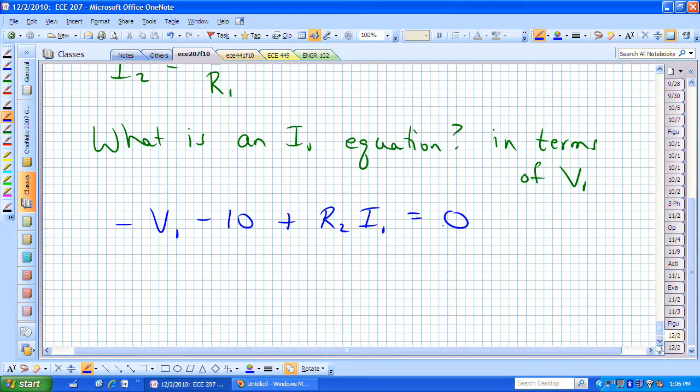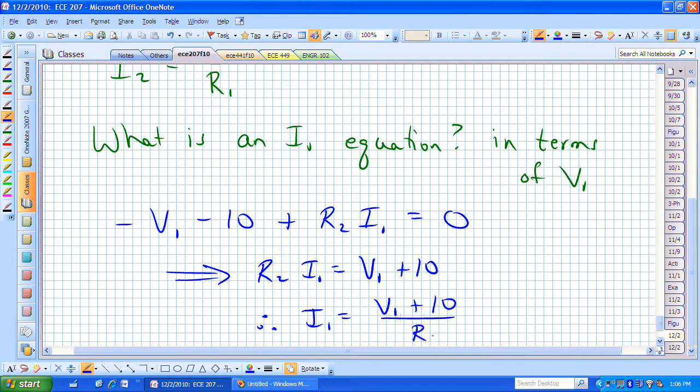That's brought me back to where I began, and so that's my KVL equation that I was after. And now it looks like I know R sub 2. I can find an equation for I1 in terms of V1, and that's what I was looking for. R2 I1 is now V1 plus 10, or I1 is now V1 plus 10 over R sub 2.